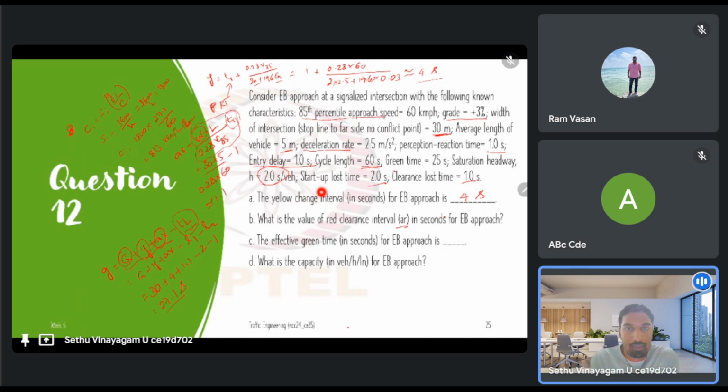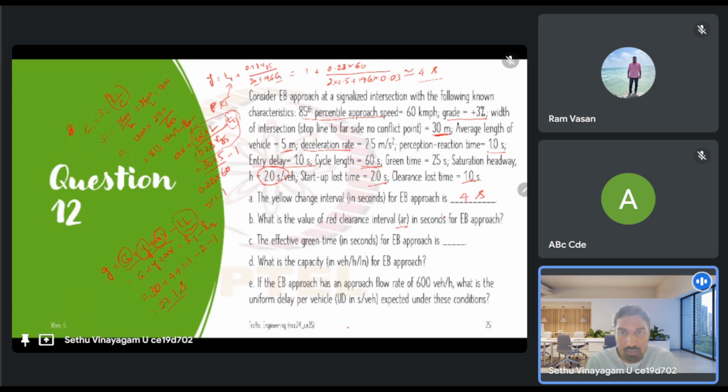Okay, so that is your capacity. The final question is, if the eastbound approach has an approach flow rate of 600 vehicles per hour, what is the uniform delay per vehicle in seconds per hour expected under these conditions? Now we are given the inflow, so we have to calculate the uniform delay.